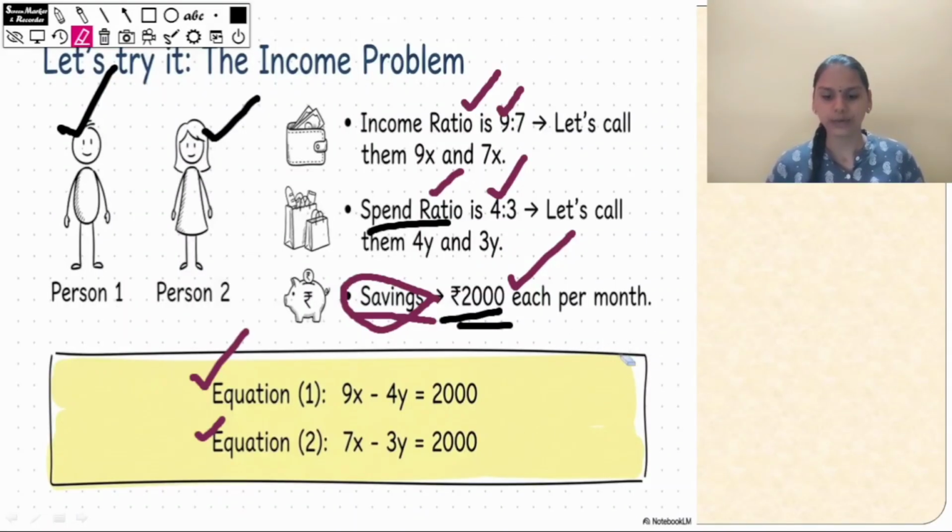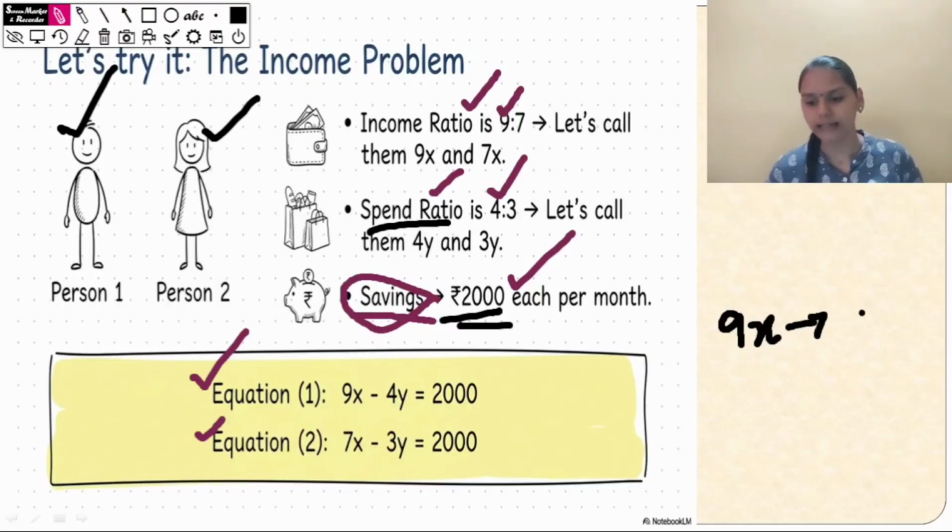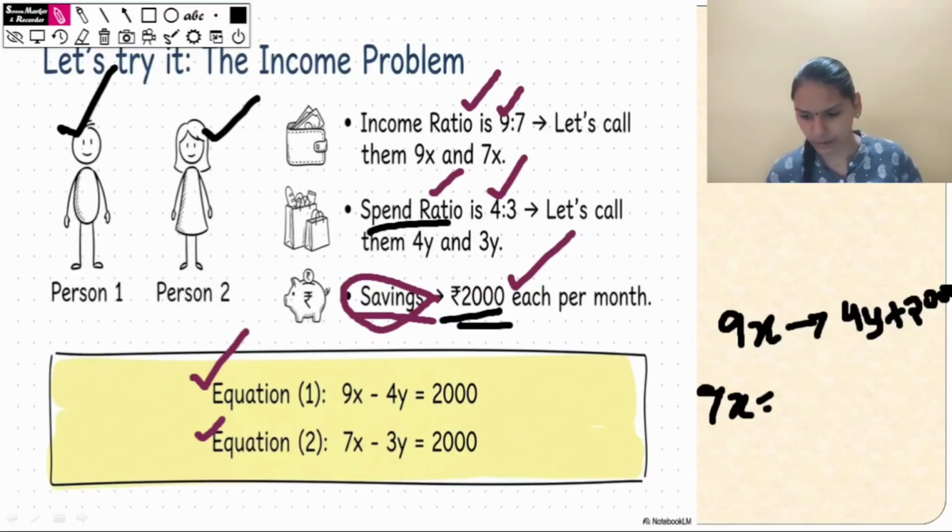Okay, and then we rearranged it. See, once again I'll explain it to you. Now his total income is 9x. What did he do with this 9x? 4y he spent, and then 2000 he saved. Now I can write it as 9x is equal to 4y plus 2000.